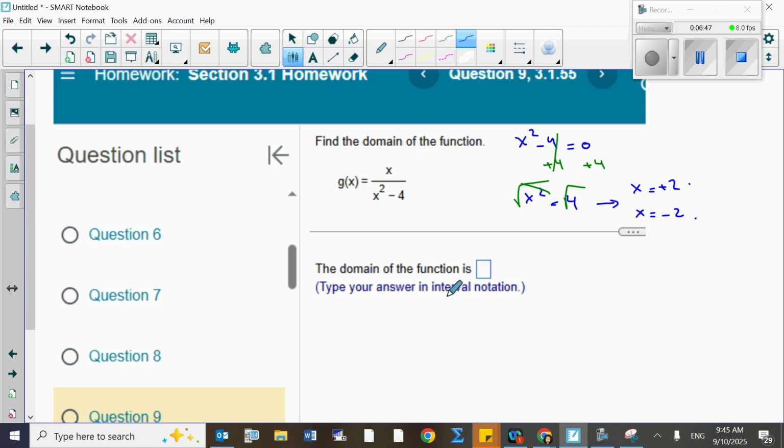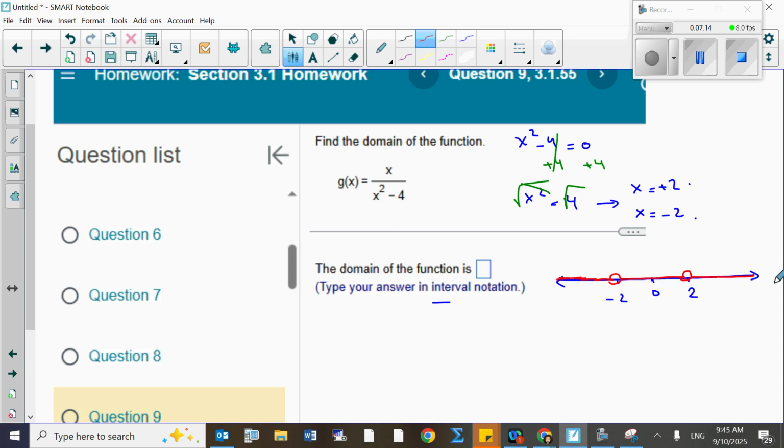So how do I write that in interval notation? I'm going to draw a number line for you. This is 0. Let's say here is 2 and here is -2. So my domain is everything from -infinity except -2. And then after that, everything is defined except 2. And after that, everything is defined.